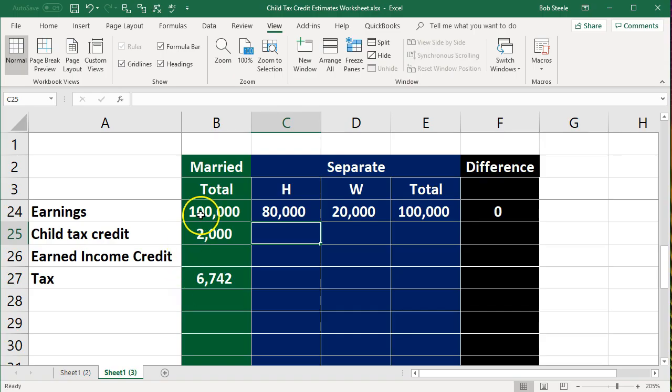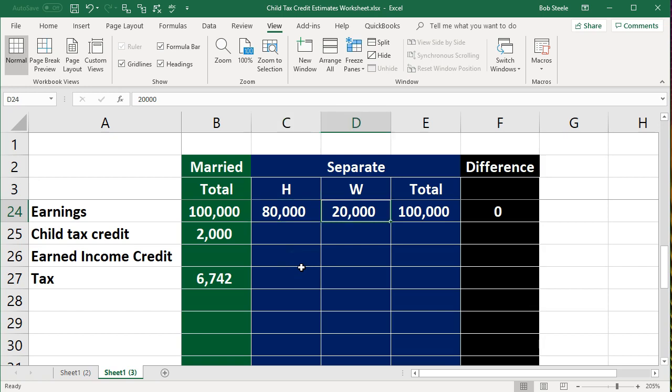Here is that information summarized on our worksheet. So 100,000 income, child tax credit 2,000, tax 6,742. Now, if we break out, and I'm just breaking out between the 2 spouses, husband and wife, I'm going to say husband just to keep it straight in my mind, 80 versus 20.